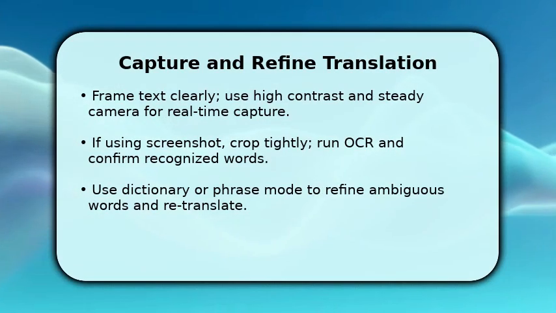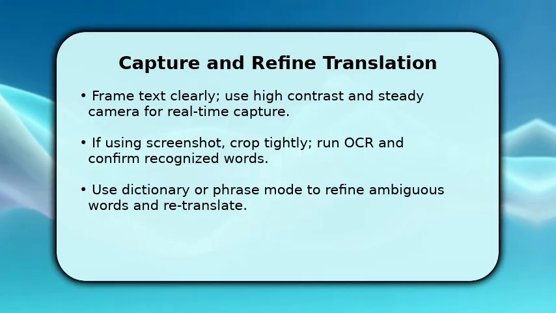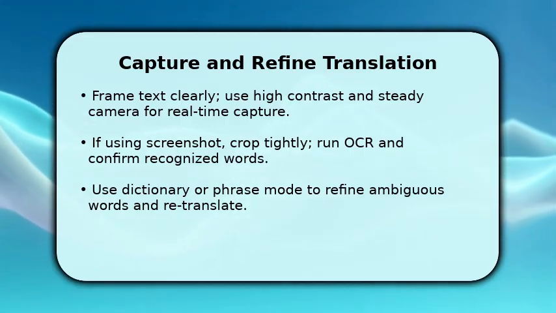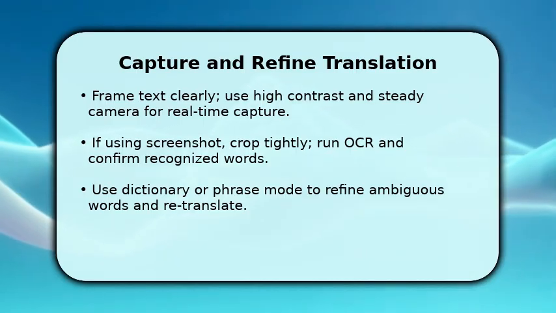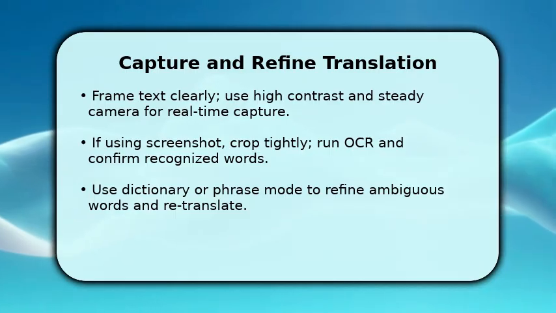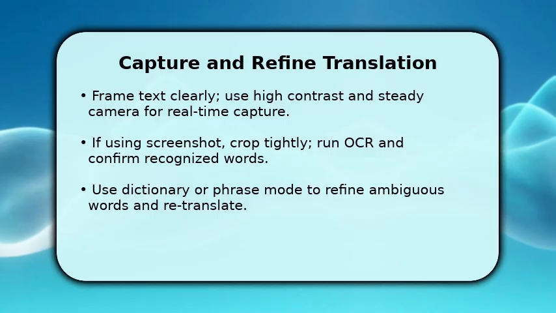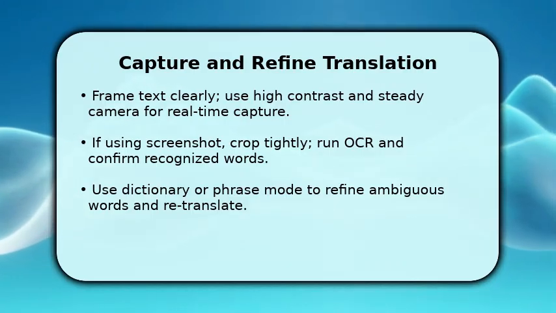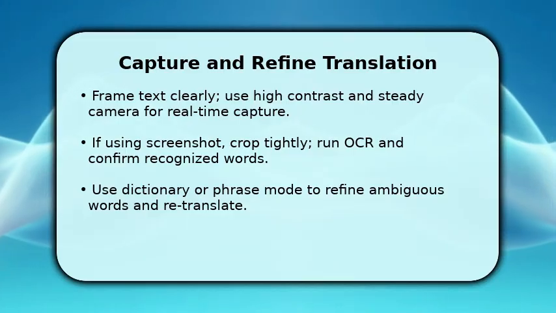You now capture the content. Frame the text clearly and keep the camera steady, because OCR accuracy depends on contrast and focus. If you opted for screenshot mode, crop tightly to exclude clutter and run OCR, then review the recognized words and correct any misreads. Once corrected, press Translate, and if needed, switch to dictionary or phrase mode to resolve idioms or split compounds. This step improves the quality of the final translation.